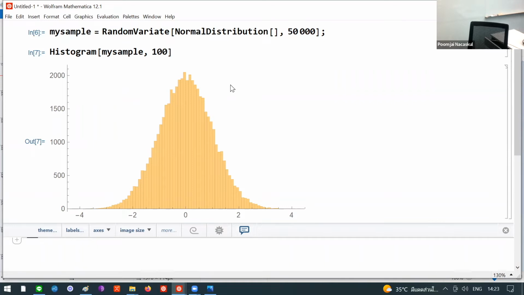This is not quite what I drew earlier, right? But it looks a little bit like it. Now, watch this. There are two features that you can notice. First of all, it cannot go negative.